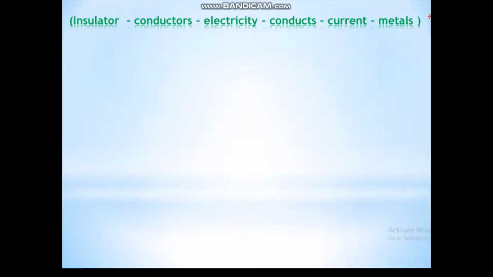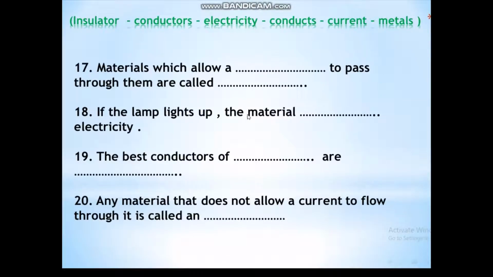Next, the words we're going to use to fill in the gaps are insulator, conductors, electricity, conduct, current, and metals. 17, materials which allow a current to pass through them are called conductors. 18, if the lamp lights up, the material conducts electricity. 19, the best conductors of electricity are metals. 20, any material that does not allow a current to follow through is called an insulator.